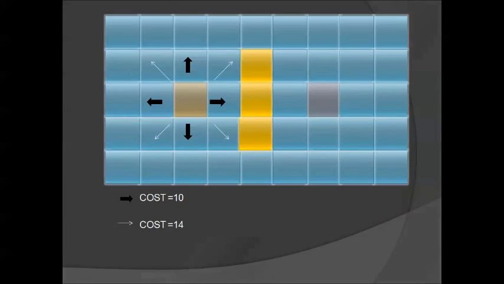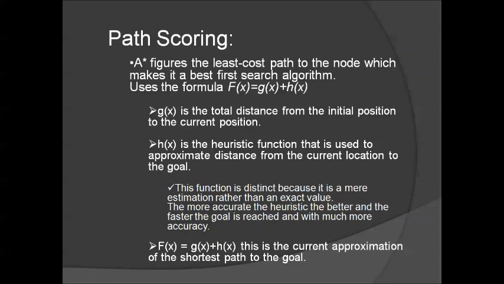So basically, the robot can move in 8 directions, that is, horizontally 2 ways, vertically 2 ways, and diagonally 4 ways. Let's say we define a cost to each movement. Horizontal and vertical take a cost of 10 while the diagonal costs 14. Now this algorithm uses the formula f(x) = g(x) + h(x).